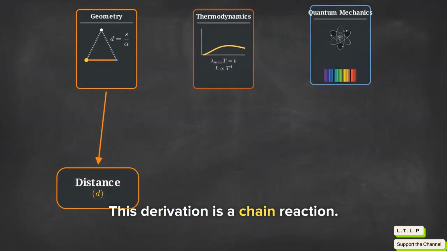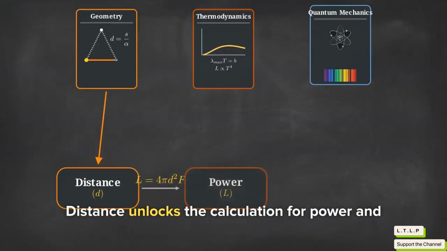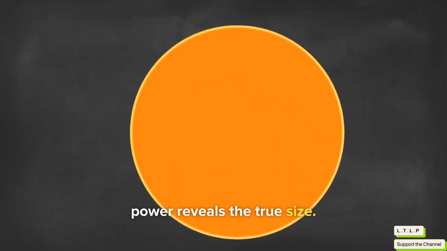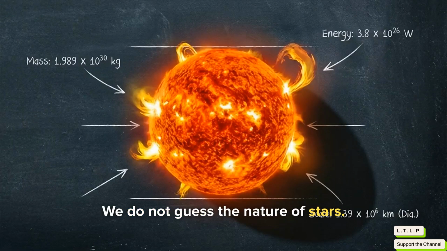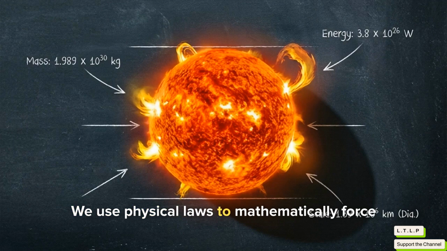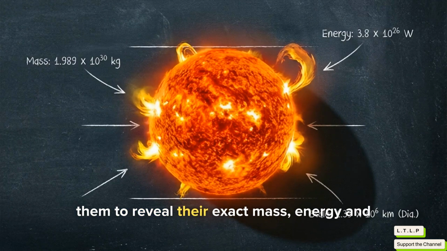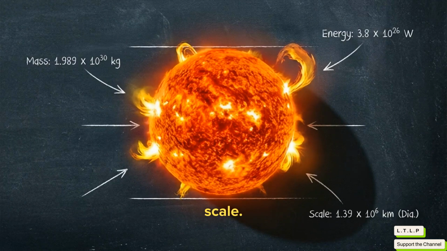This derivation is a chain reaction. Distance unlocks the calculation for power, and power reveals the true size. We do not guess the nature of stars. We use physical laws to mathematically force them to reveal their exact mass, energy, and scale.